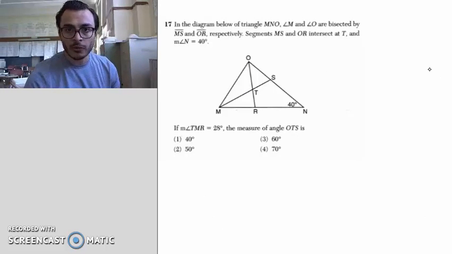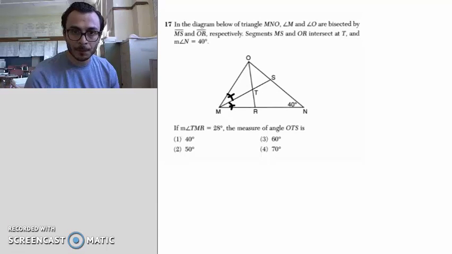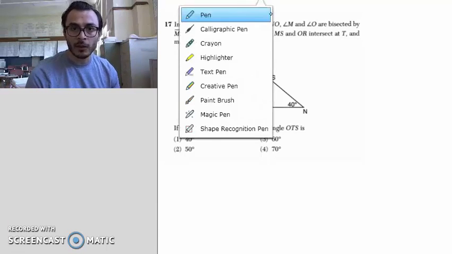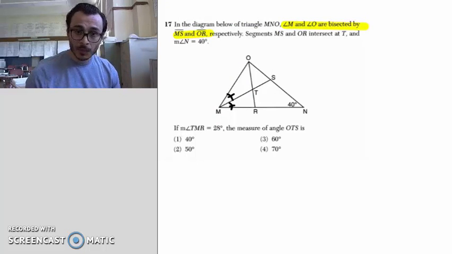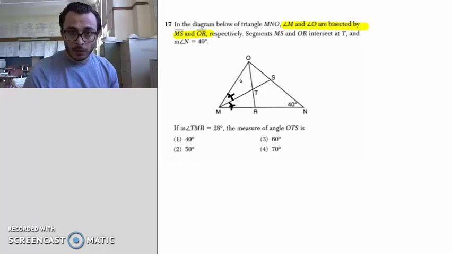Okay, so number 17. The important thing for number 17 is to realize that MS is an angle bisector. So this angle is equal to this angle. And where does that come from? That comes from this sentence right here where it says angle M and angle O are bisected by MS and OR. And so going off of that, we can say the same thing here. This angle is equal to this angle.